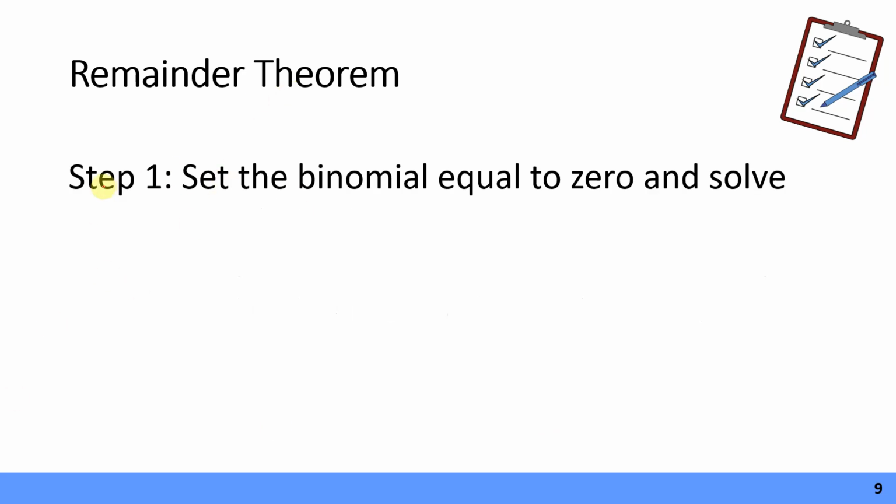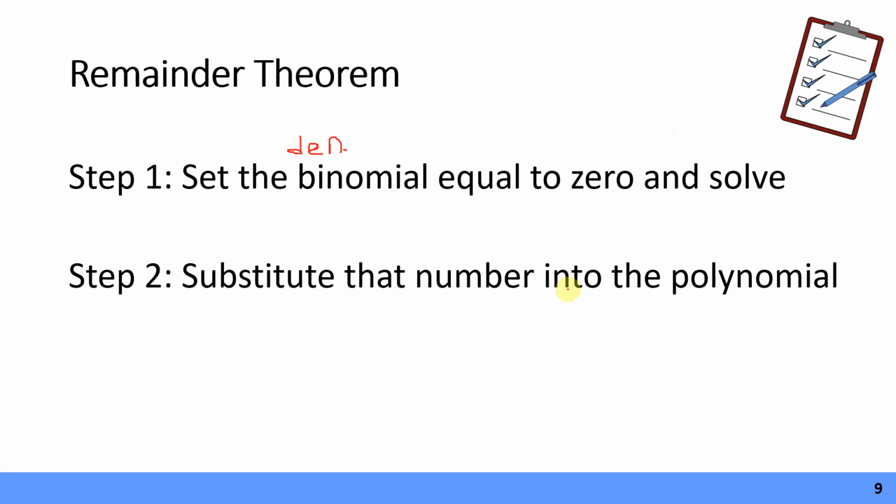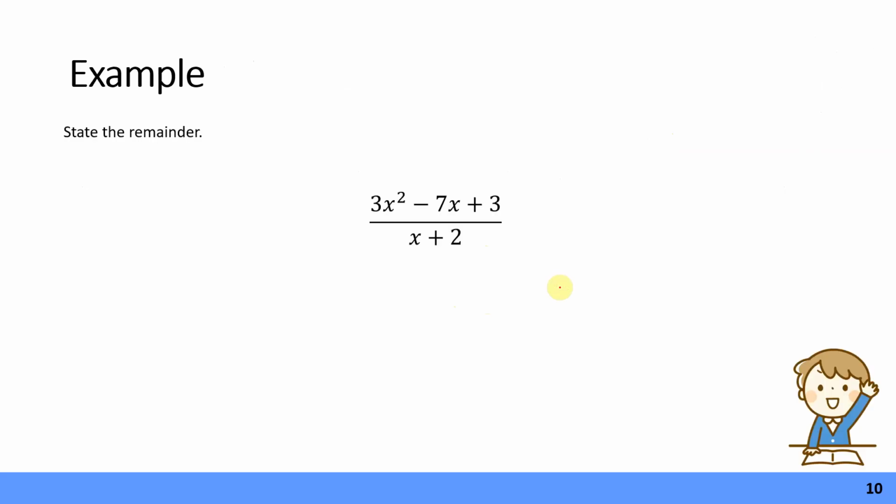If you want to use the remainder theorem, step 1, you're going to set the binomial equal to 0 and solve. Go ahead and put this in your notes. By binomial, I mean the denominator, right? So again, I'm just going to put DEN because it's really hard to write here, but the denominator. So you're going to set the denominator, which is a binomial, equal to 0 and solve. And then you're just going to substitute that number that you get from step 1 into the original polynomial. And that is super awesome because once you do that, you actually get just the remainder.